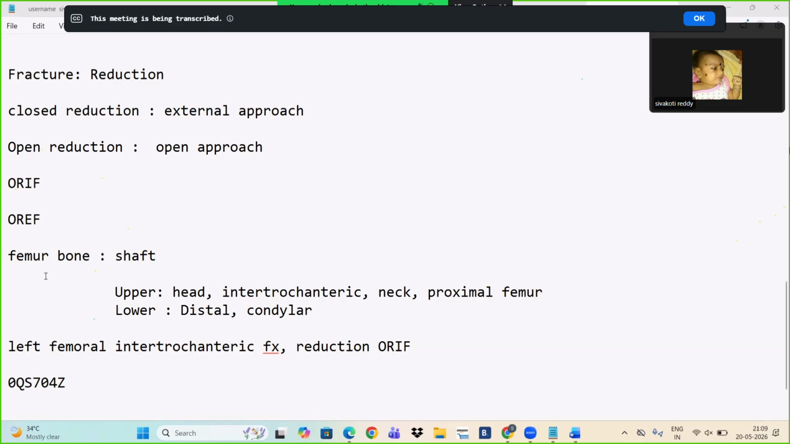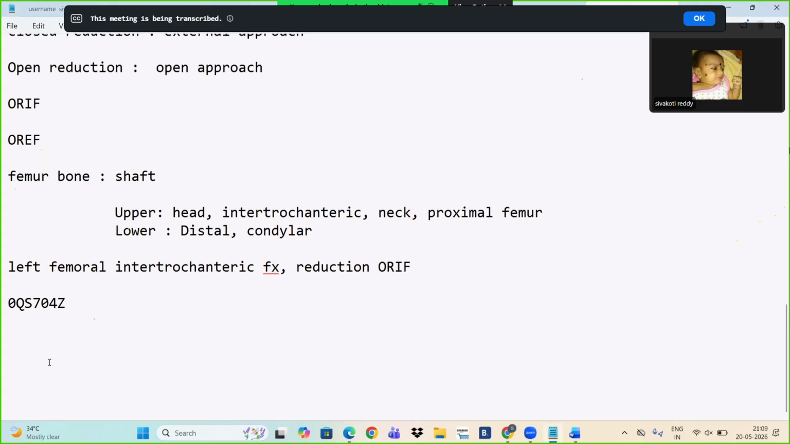Now, you can note down the femoral bone structure. If you go to the femur in the reposition heading, we have three types of codes: upper femur, lower femur, femoral shaft. You will get case scenarios related to the femur bone, so note down when we need to take upper and when lower. Shaft is the mid portion of the femur. Upper is head, intertrochanteric, neck area, proximal area. Lower is distal or condylar area.